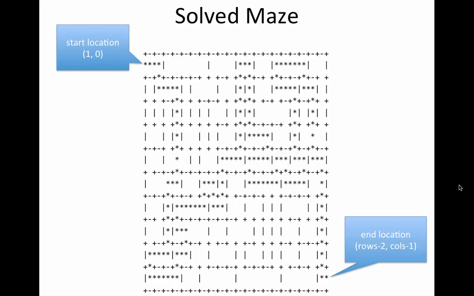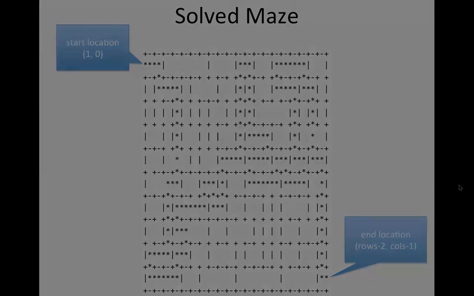Now we're going to see a few demos of how our code should work so that we understand a little bit better how exactly we're going to fill in these asterisks in the maze and when we should be backtracking.